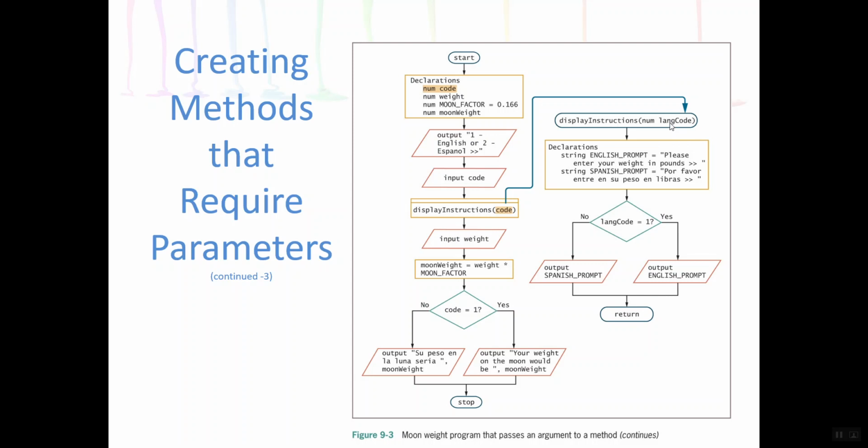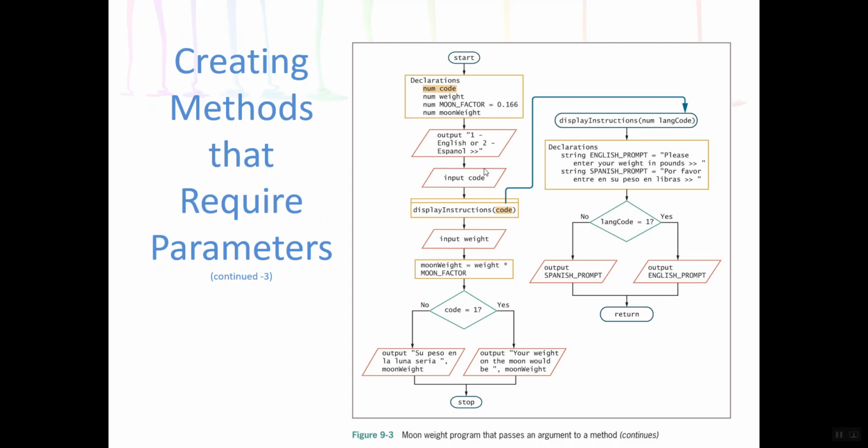Lang code then is going to be available throughout the program. Notice it's being referenced down here. We also need to define what type of data lang code is. So we're saying that we have one parameter that's a numeric type called lang code. So in addition to being able to be used as a variable throughout our program, parameters are special because they're also going to receive information from whichever method called display instructions.